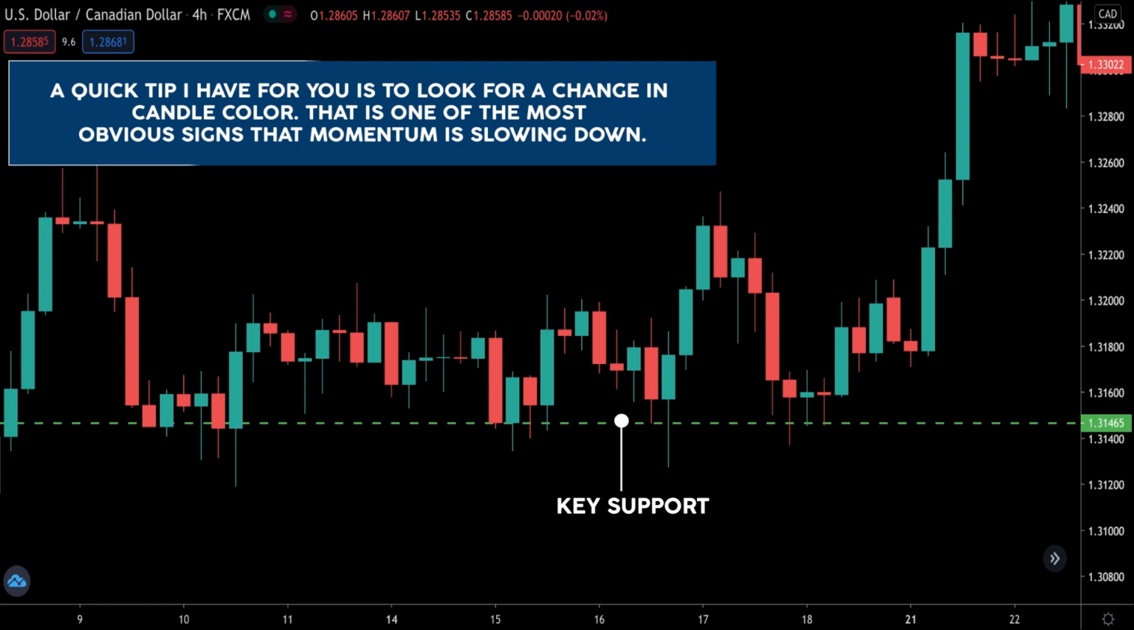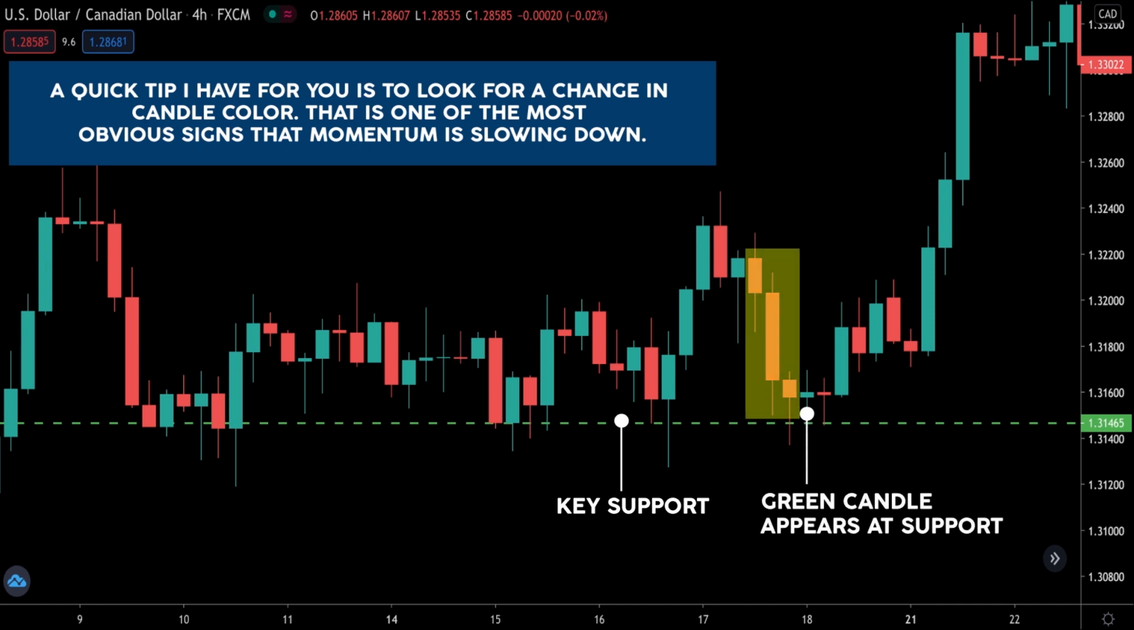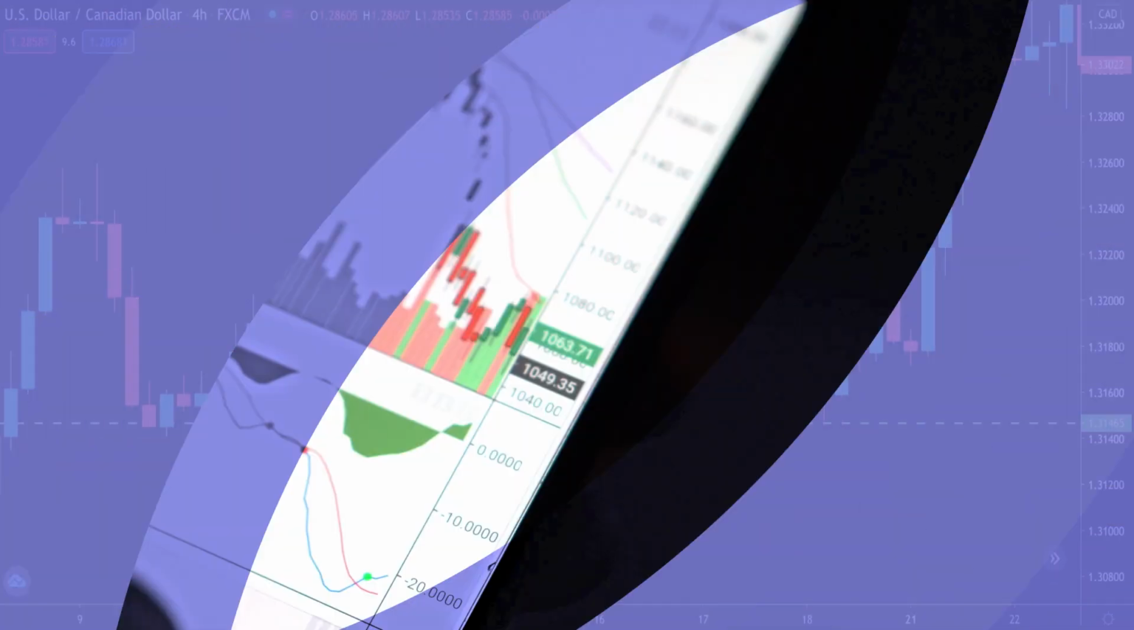A quick tip I have for you is to look for a change in candle color. That is one of the most obvious signs that momentum is slowing down. In this example, we see 3 red candles in a row before a green candle finally appears at support. This is not mandatory for this strategy, but it is just a quick way to help you identify momentum loss.